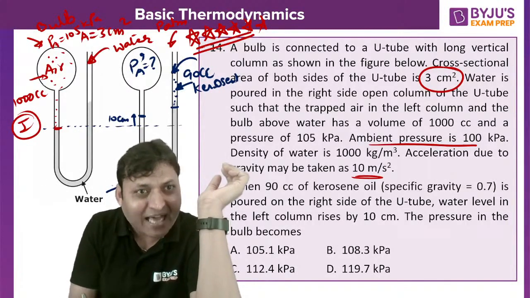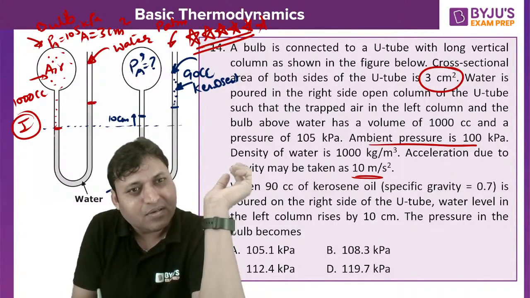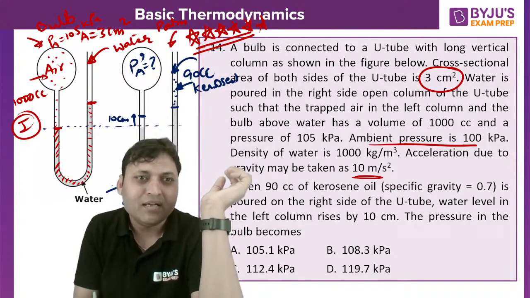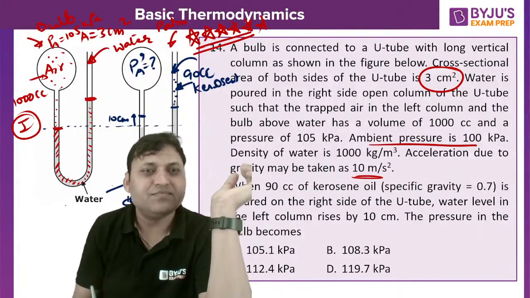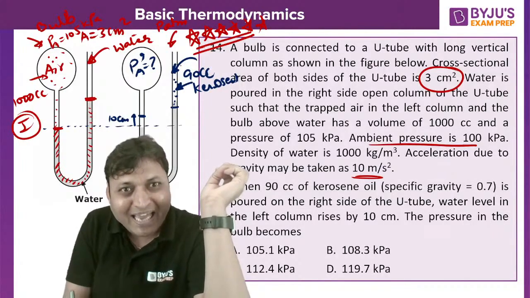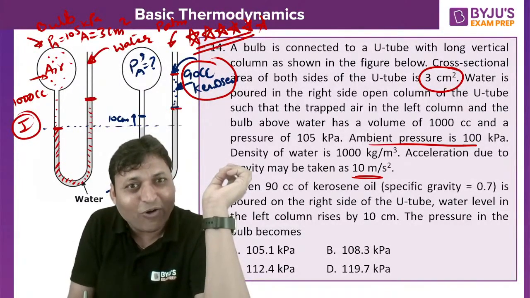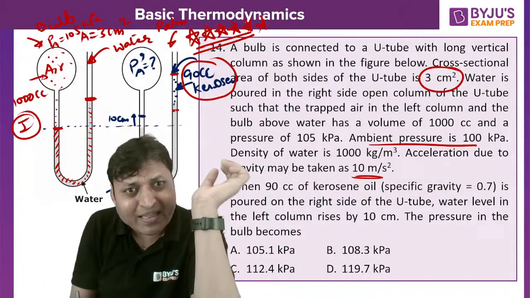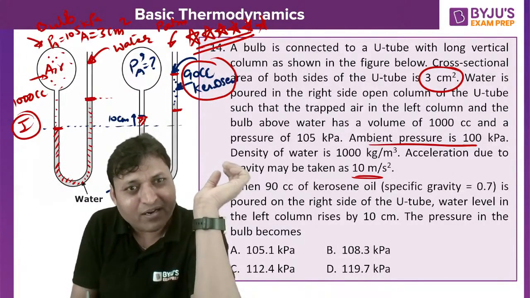Look, initially there is a bulb which is connected with a U-tube manometer, and when water is poured, this is water. This is the situation of water. And then, the pressure in the bulb is given as 105 kilopascal. Now what is happening when kerosene is poured in the right limb? So this is the kerosene. Then because of the kerosene's weight, the level of water in the right limb will fall down a little bit. This is where the level of water will go. Earlier it was here. And there is a rise of water level in the left limb.